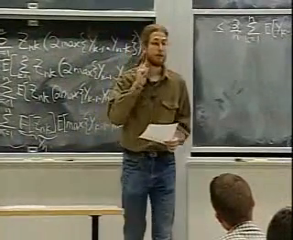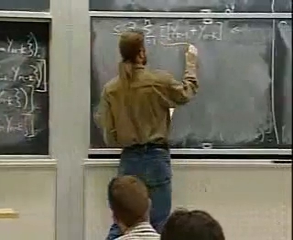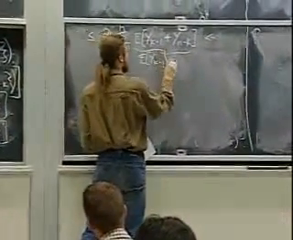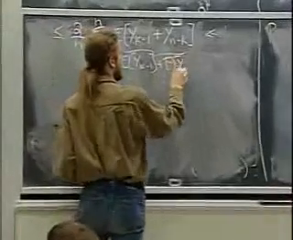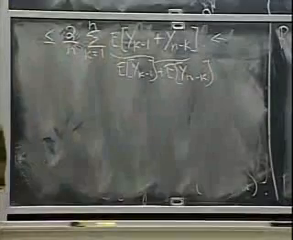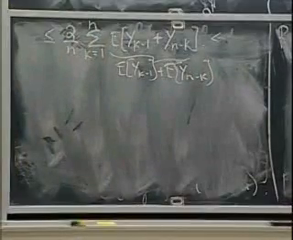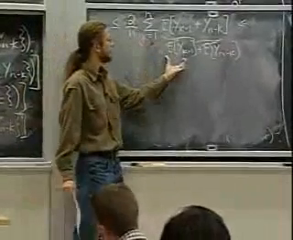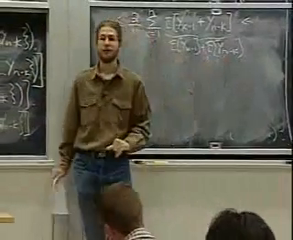Sorry? You can use linearity of expectation. Good. So that's the first thing I should do. Linearity of expectation lets me separate that. Now I have a sum of 2n things. I could break that into the sum of these guys and the sum of these guys.